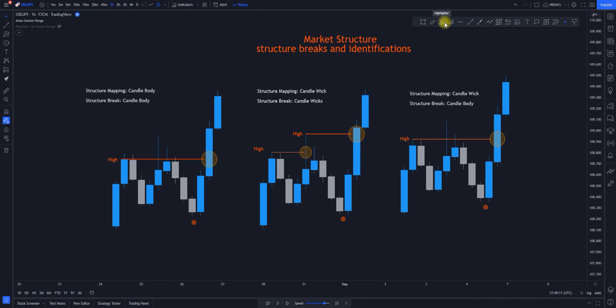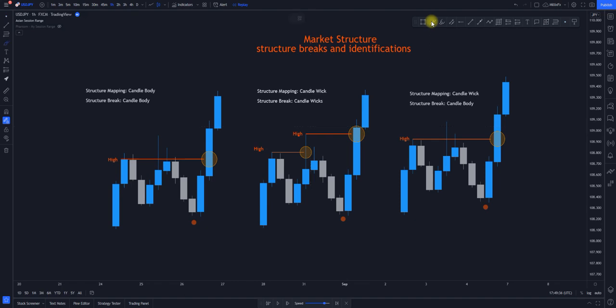I'm going to go through the three basics, the three types of structure mapping, which is labeled right here. It's a simple basic that you need to understand. Structure mapping is basically how to understand structure, how you want to see structure break, so you can identify a break of structure, know where the trend is going and where it is probably heading.